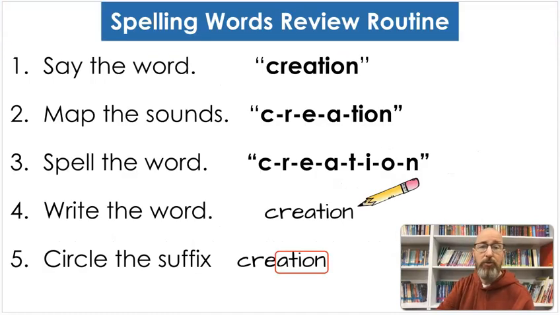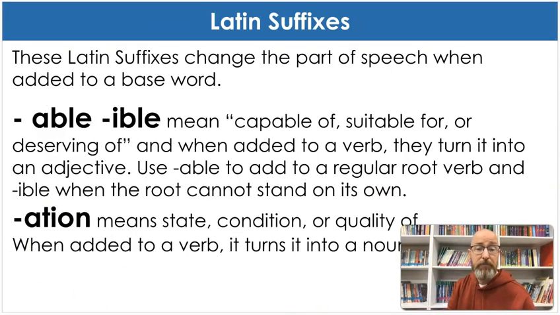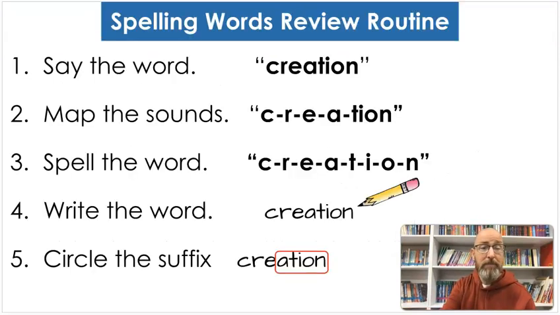Now, we're going to still go through our same process. We're going to say the word, map the sounds, spell the word, write the word, and then we're going to circle that Latin suffix. And here's a good example, creation. We add ation to turn a verb into a noun. So the verb would be create. If you create something, you make it. A creation is what is made. I've turned that verb into a noun. And that's how these words work. So that's how we know what to build.